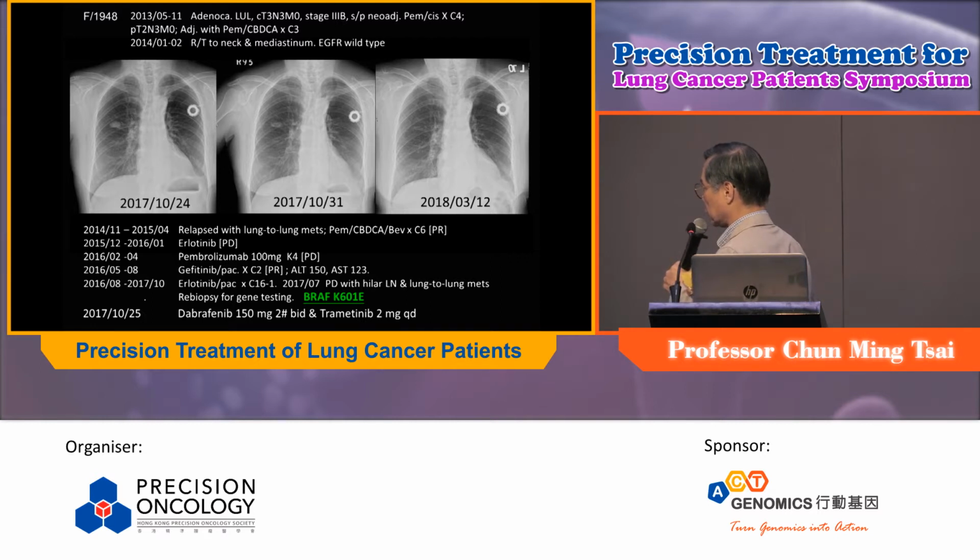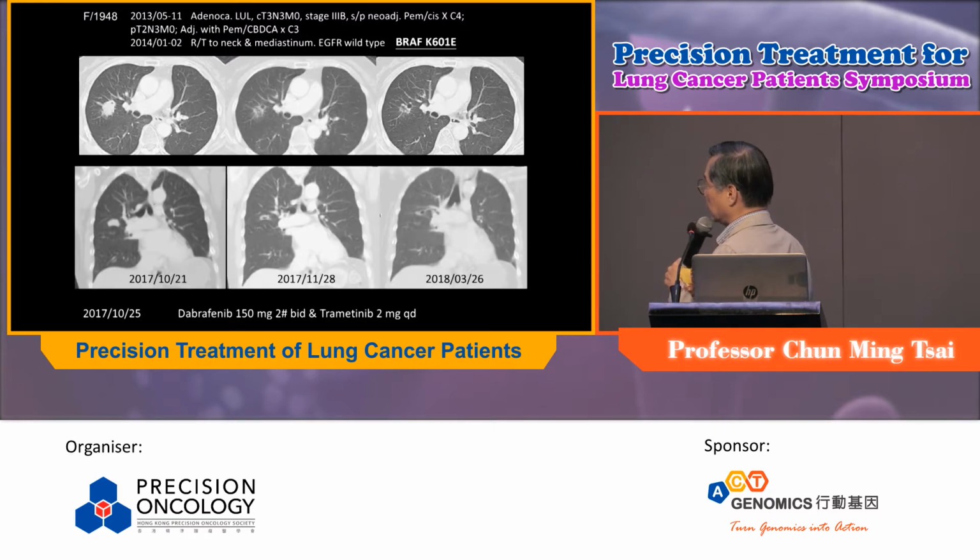But we put her on dabrafenib plus trametinib. That's standard of care for BRAF V600E. You can see here, after only 1 month of treatment, the tumor shrank significantly. That's last year, and the treatment outcome is very good. The patient is still alive and no relapse at this time.